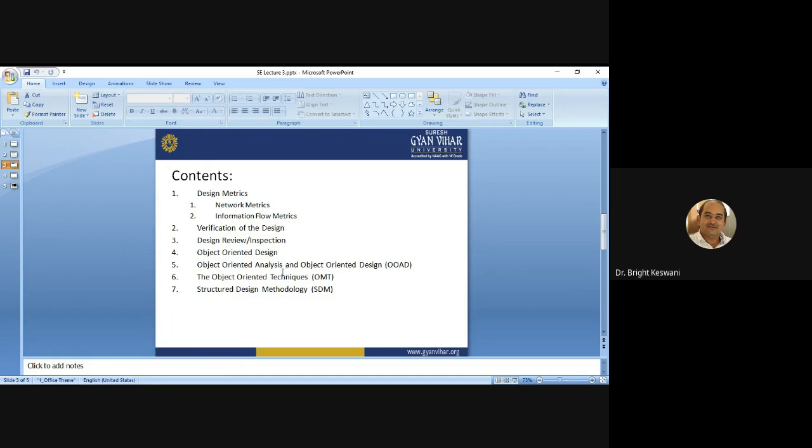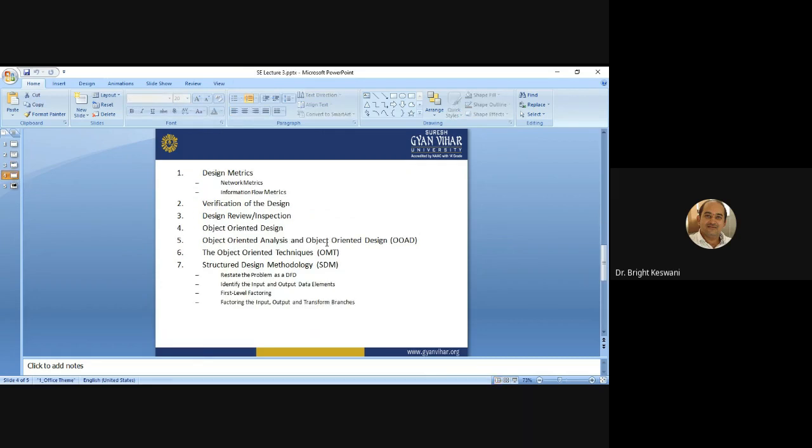This is only for introduction about OAD, not in detail, but our focus in this class is object-oriented designing. Later on we will discuss object-oriented analysis. Then the sixth objective of this lecture is to discuss the object-oriented technique, that is OMT, and the last objective of this lecture is to discuss the structure design methodology, that is SDM. So these are the contents that we will discuss in this class. Let us start with design matrices.